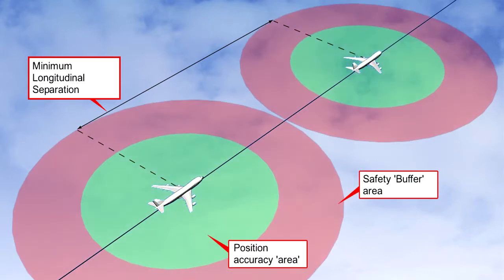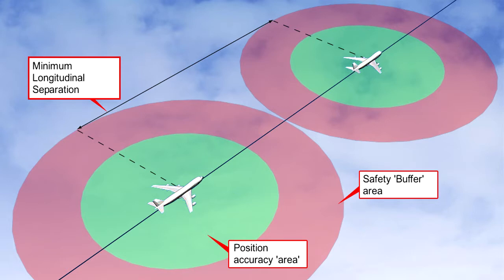Clearly, separation standards are assumed to be imposed during IMC flight. When applying procedural separation, all possible errors must be allowed for, and then a safety buffer applied. Longitudinal separation is applied in terms of time or distance.